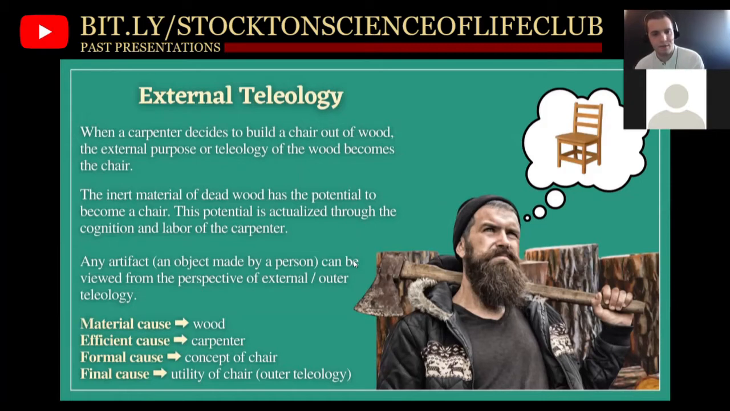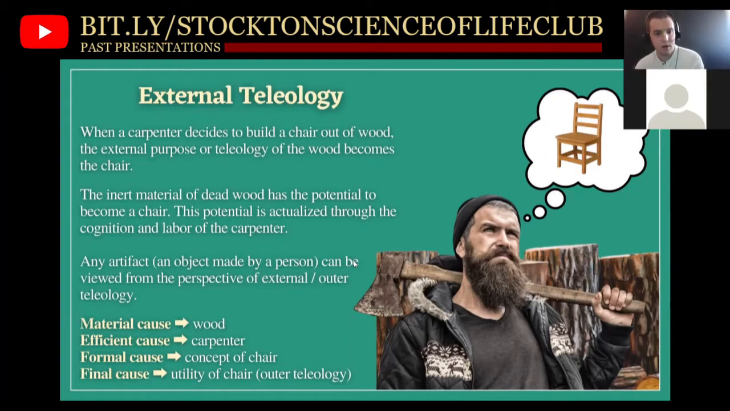Aristotle gave us these four causes, which we can use to understand different concepts. So the material cause of the chair is wood. The material, the matter it's made out of. The efficient cause is the carpenter. The efficient cause is that entity which affects the matter, the material wood. It affects the wood to become the final product. So the carpenter is the one building the chair.